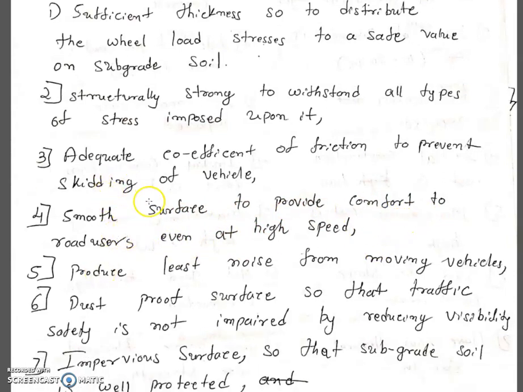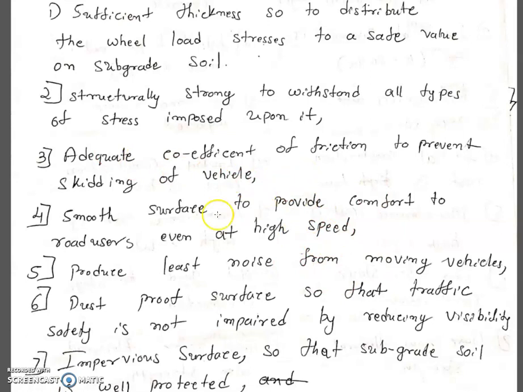Basically, both points are about friction only. Here, we should provide the friction such that there should not be any skidding. As we already studied, we have to provide a friction of 0.15 for lateral and 0.35 for longitudinal. If you provide more friction, what will happen? Resistance will be more, you may not get the higher speed. So proper friction should be provided.